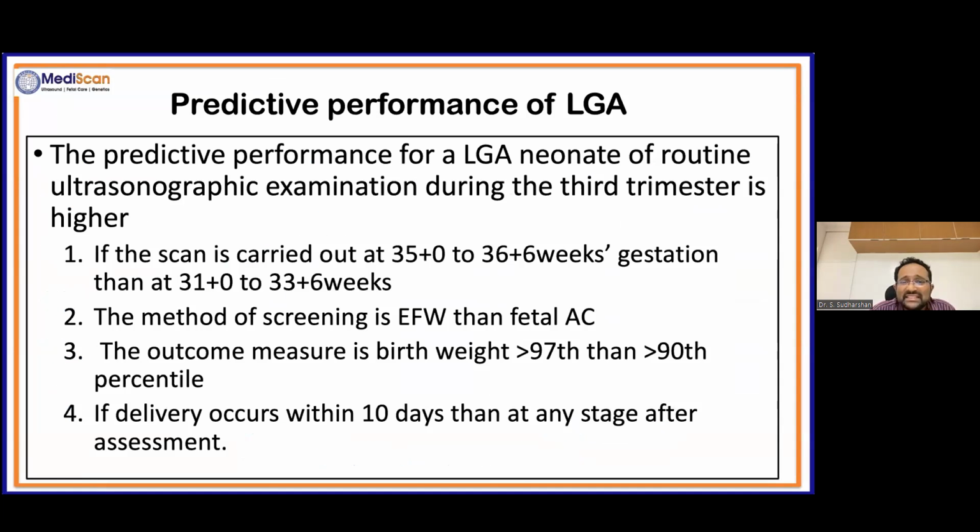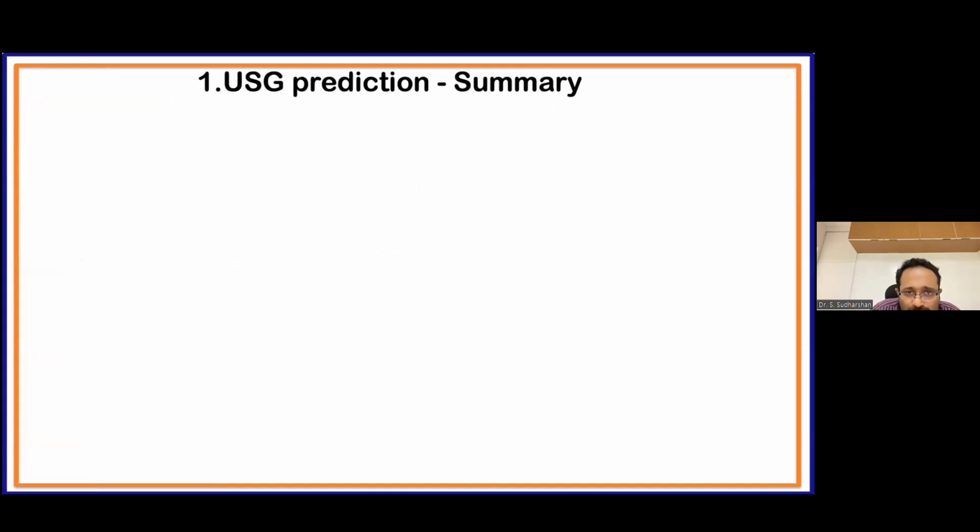So the key messages from this are: one, the predictive performance of ultrasound for an LGA neonate is higher if the scan is carried out later, say at 37 weeks. Two, the method of screening is weight rather than the AC. Three, the outcome measure is a birth weight of 97th centile. And four, if delivery happens within 10 days of doing the measurement.